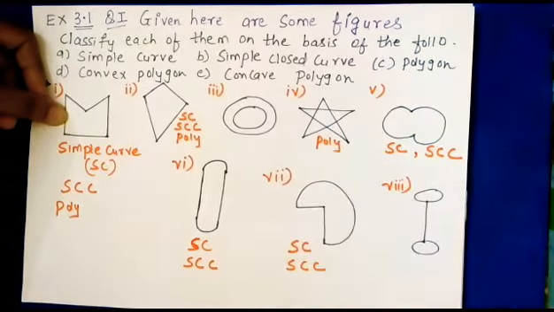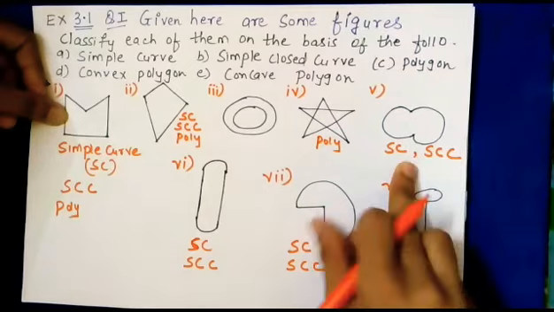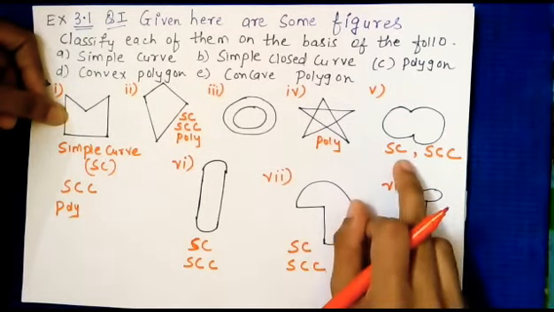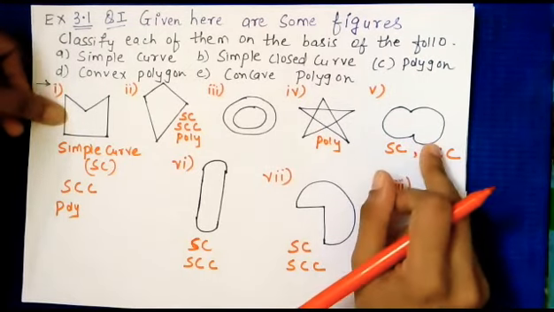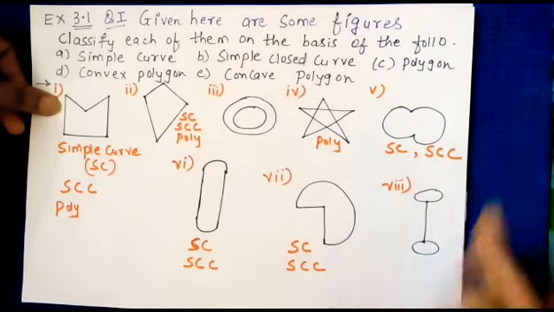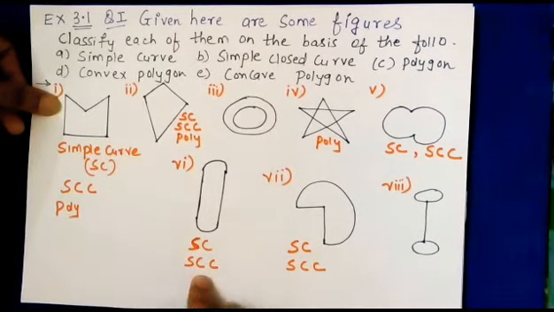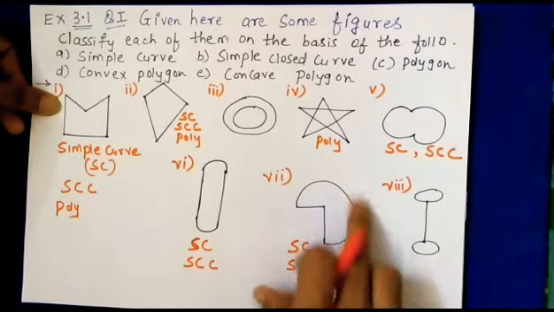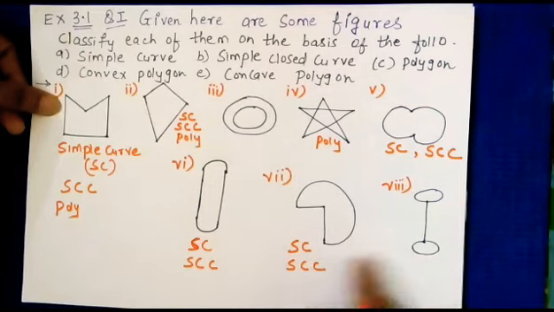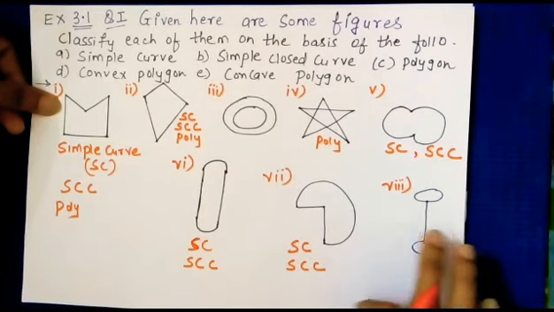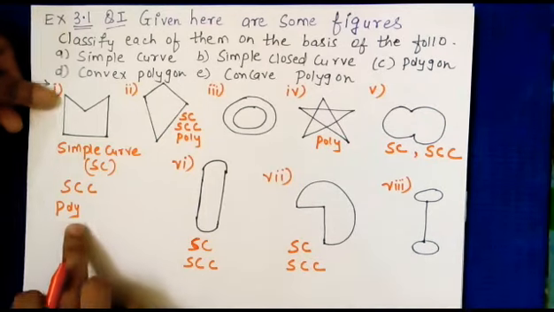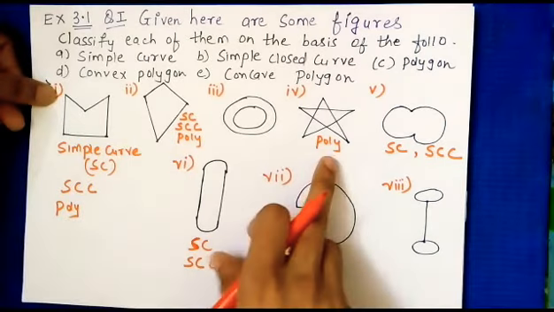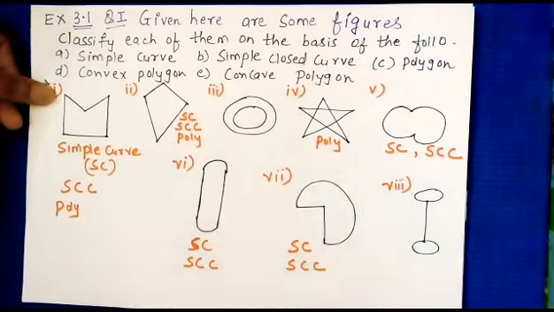So here I am writing polygon. Now let us talk about the fifth one. Can you see any straight line segment? No, so this is not a polygon. The sixth one also is not a polygon. In the seventh one there is a curved part, so this is also not a polygon. The last one is also not a polygon. So only the first, second and fourth, these three are polygons.